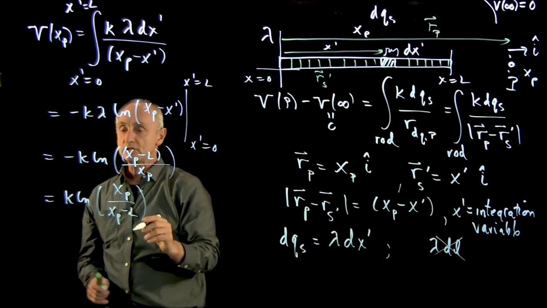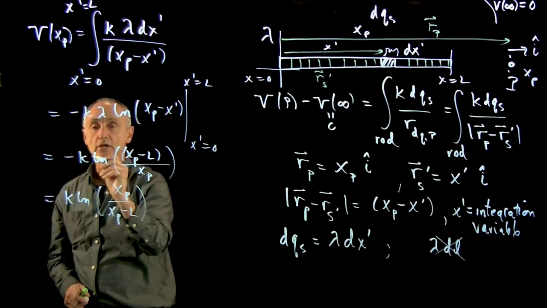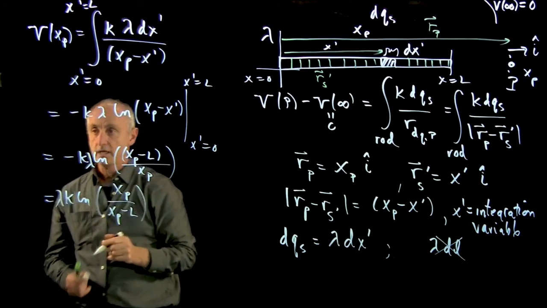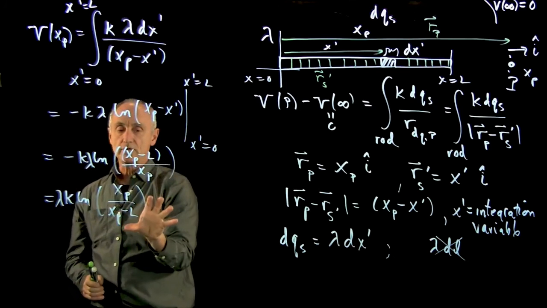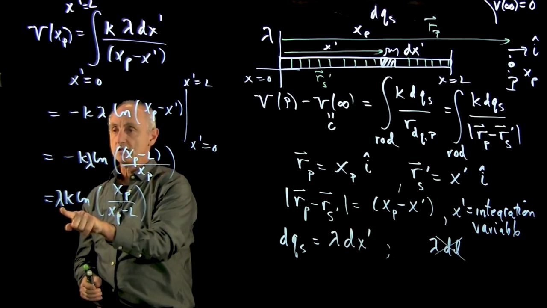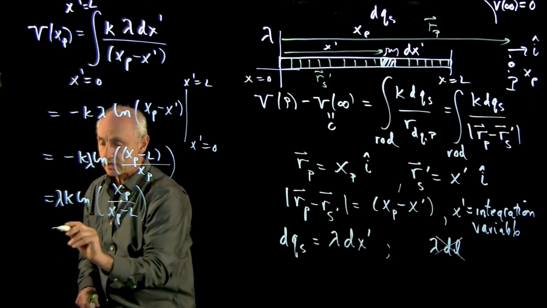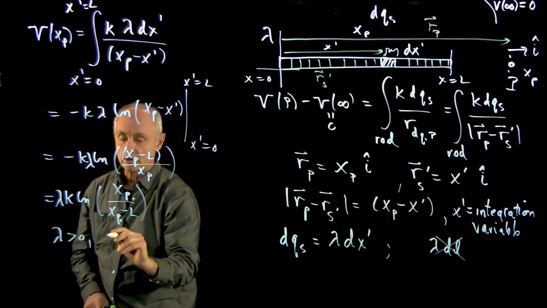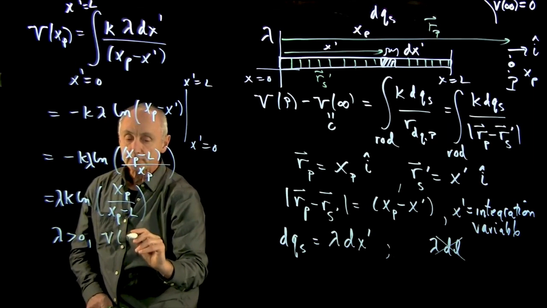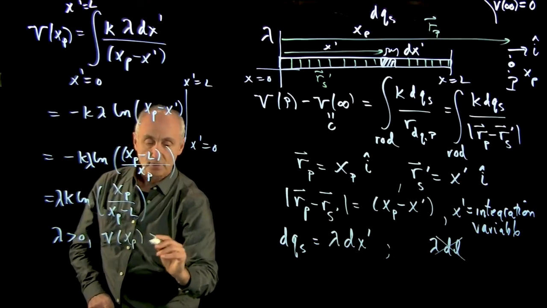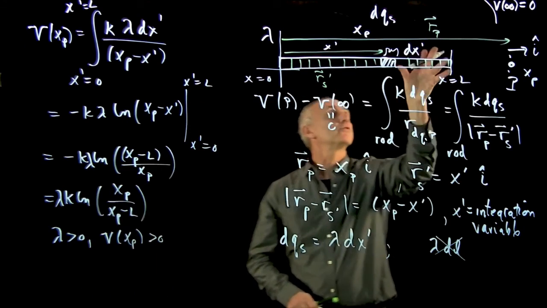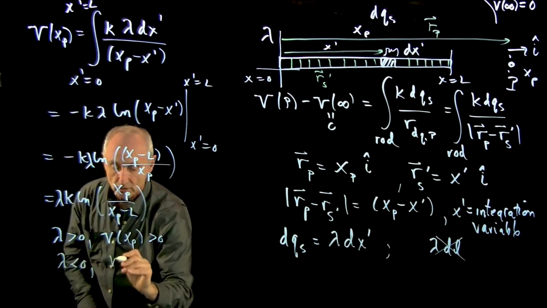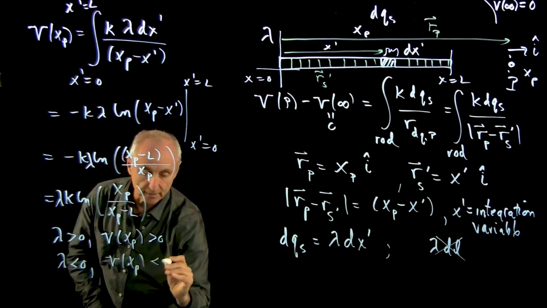And this potential difference, we've missed a lambda here, have to be careful. So let's get our lambda outside. And this quantity will be positive or negative depending on the sign of lambda. For lambda positive, we see that this quantity is greater than 1, so the log is positive. So the potential at our field point, x_P, is positive. So for this positive charge, that's a positive potential. And when lambda is less than 0, the potential there will be negative.